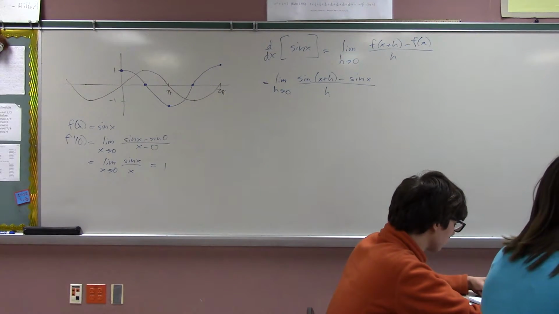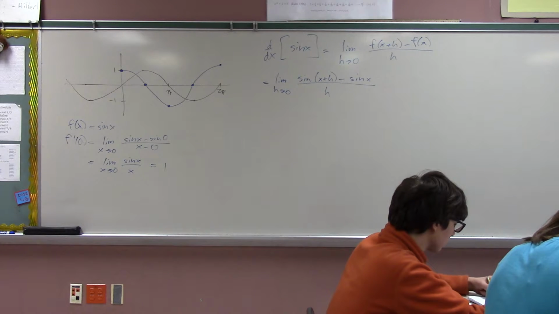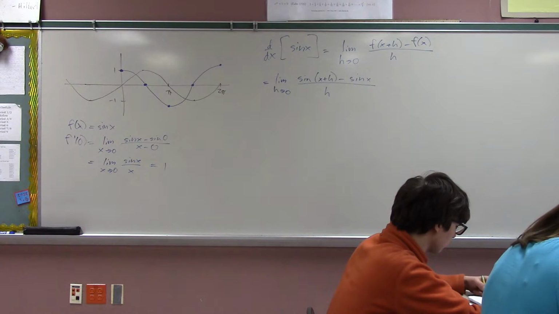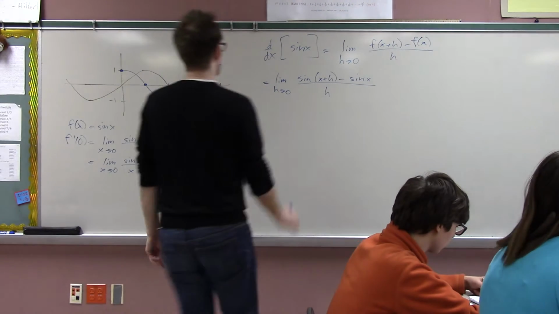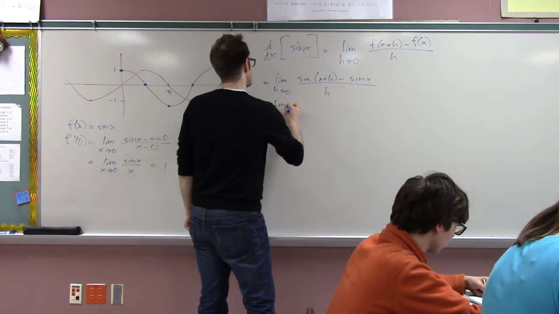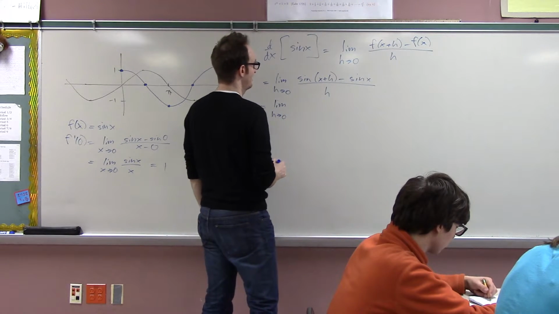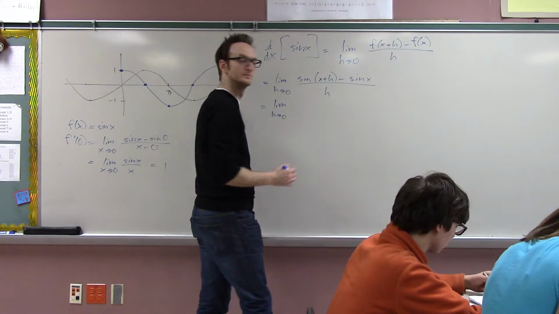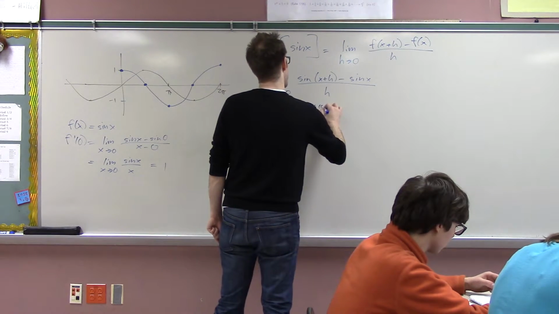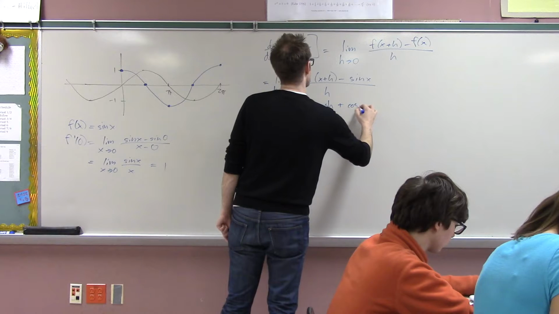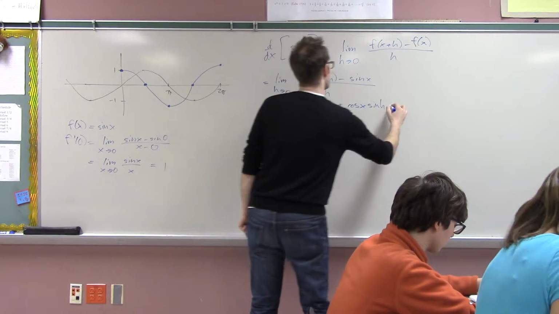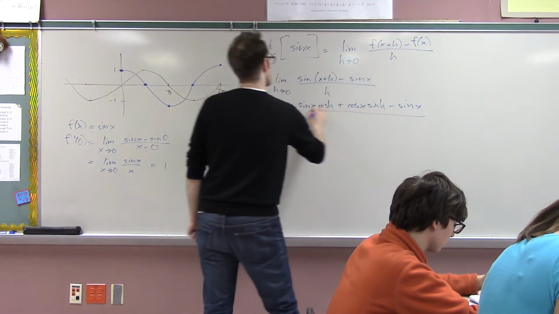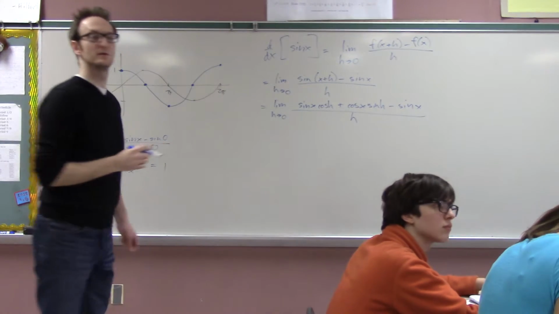Now, what can we do? There's only one thing to do. Yeah, Emma says split it up. This is going to be the limit, h goes to 0 of, someone give it to me? Sine x cosine h plus cosine x sine h minus sine x all over h.